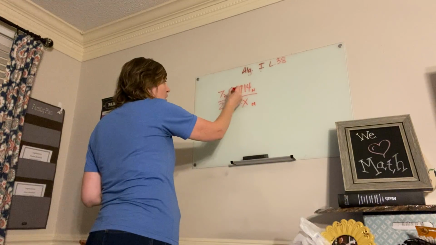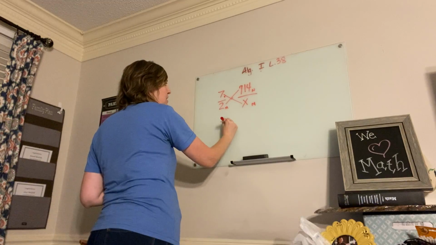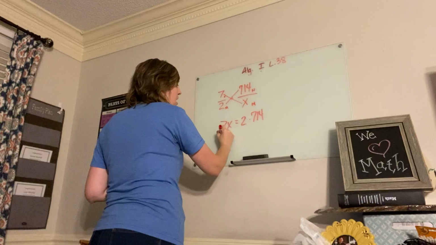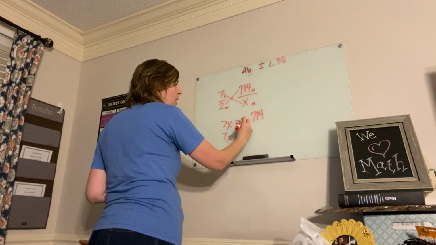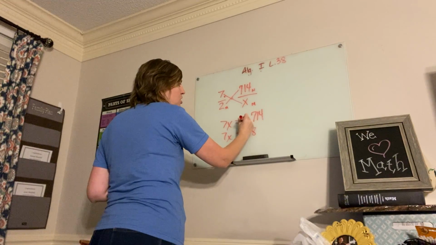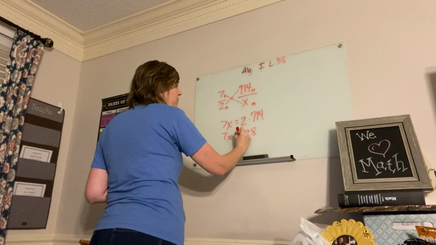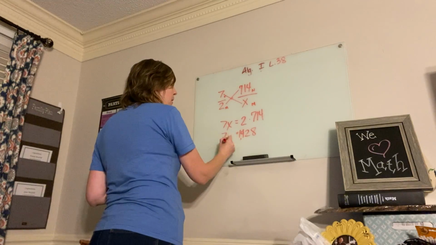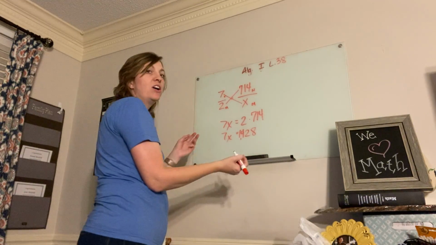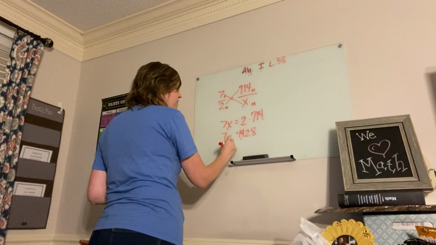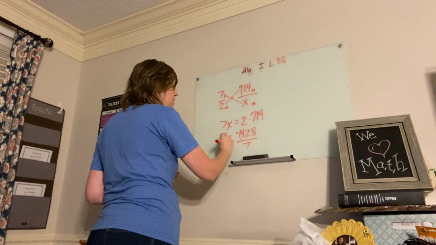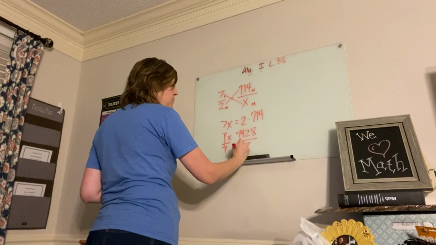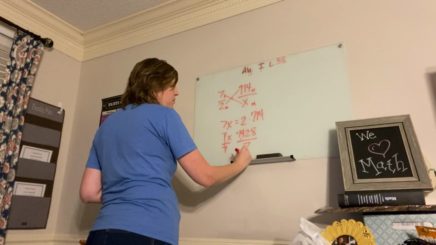Now remember, the cross products equal each other. 7 times X is 7X equals 2 times 714. Now you can grab your calculators or you can multiply it out with me. 2 times 4 is 8. 2 times 1 is 2. 2 times 7 is 14. So I've got 1,428. But notice I've got 7X. I've got to get my variable by itself. Inverse operation is divide both sides by 7. 7 goes into 14 2 times, and then 7 goes into 2 none.